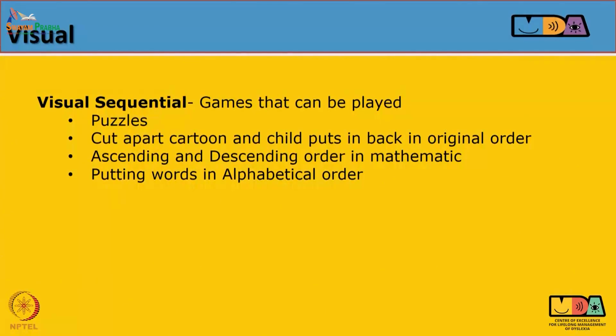Putting words in alphabetical order is an important skill that he can start playing with right from the very beginning. This will stand him in good stead even when he grows older and in later stages of his life. So, visual sequential games are important, and it is an important skill that needs to be taught to the child.